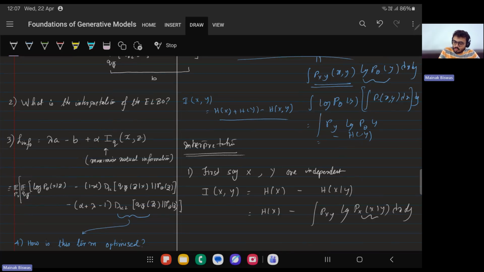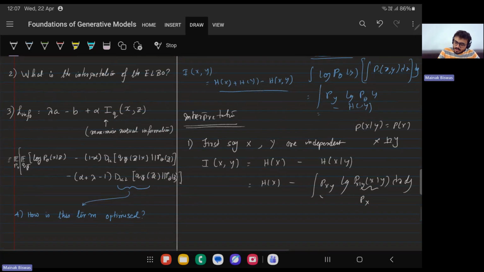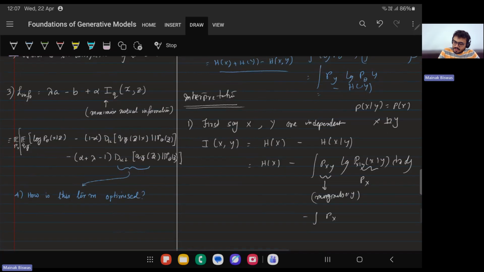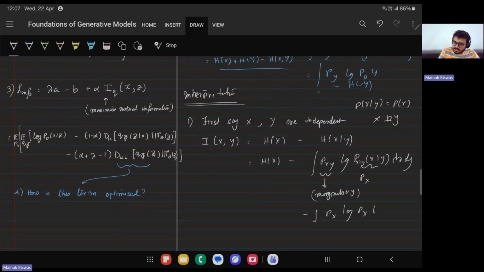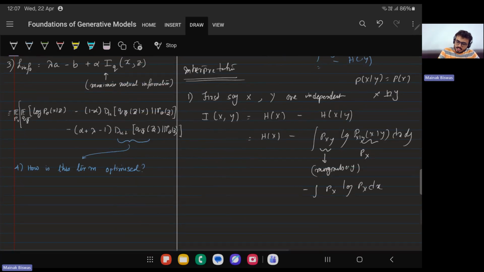So this conditional distribution, what will it become? We know P of x given y is equal to P of x if x is independent of y. So I will make this P of x. Similarly, I will marginalize y out, and I'll get minus the integral of P of x log P of x dx. What is this equal to? This term is equal to the entropy again, H of x.